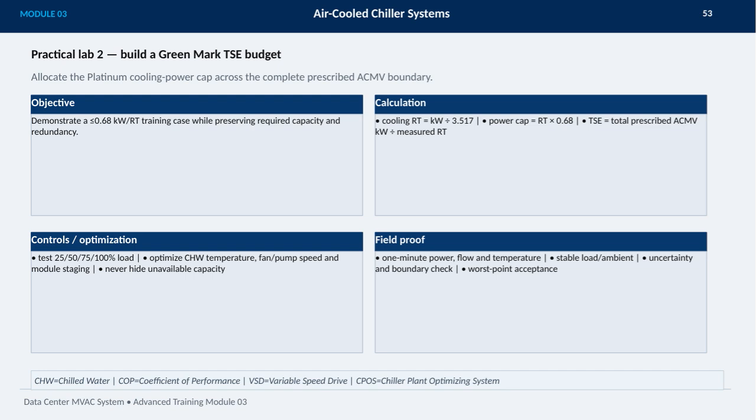Finally, in field proof, we monitor 1-minute intervals for power, flow, and temperature under stable load and ambient conditions, perform uncertainty and boundary checks, and verify worst point acceptance. This thorough approach ensures accurate and optimized chiller performance for data center cooling.